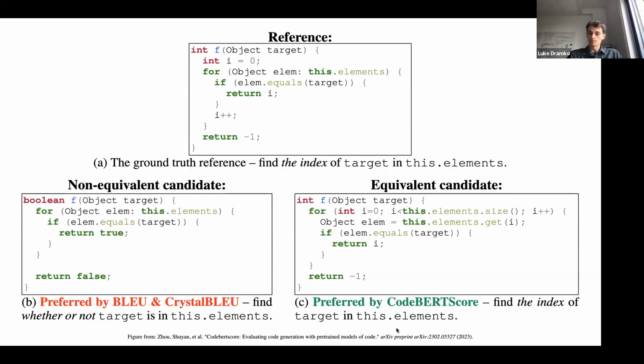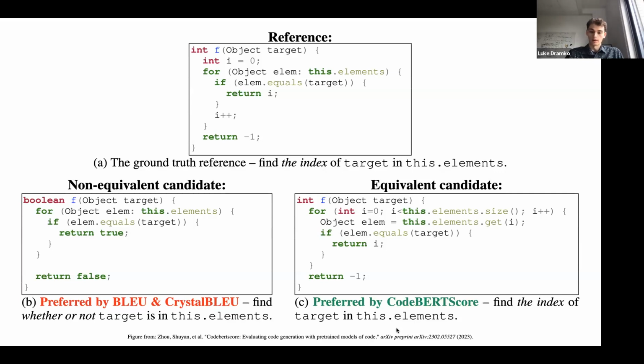So the explicit claim here is that CodeBERTScore is a better metric for measuring code similarity because it rates semantic equivalence more highly in its notion of similarity. The implicit claim that the authors don't make is that equivalence is the measure of similarity that is most important, and therefore that is what code similarity metrics should be measuring.